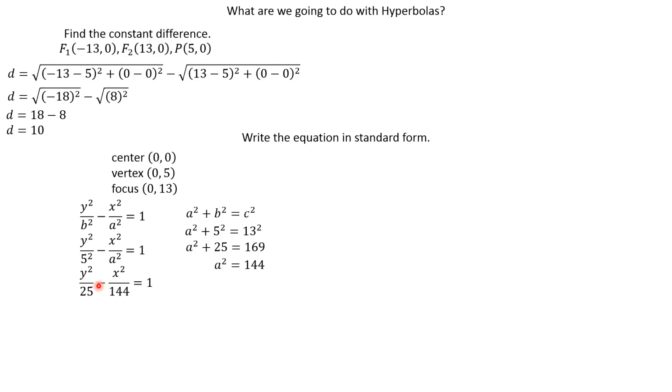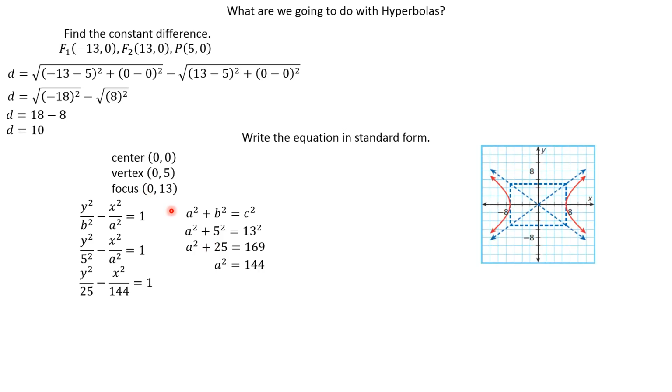So again, things to make sure of. We have the y squared minus x squared correctly, because the vertex and focus are in the y direction. The co-vertex would be in the x direction. It's perpendicular to it. Then we plug in what we know and use this formula to find everything else.